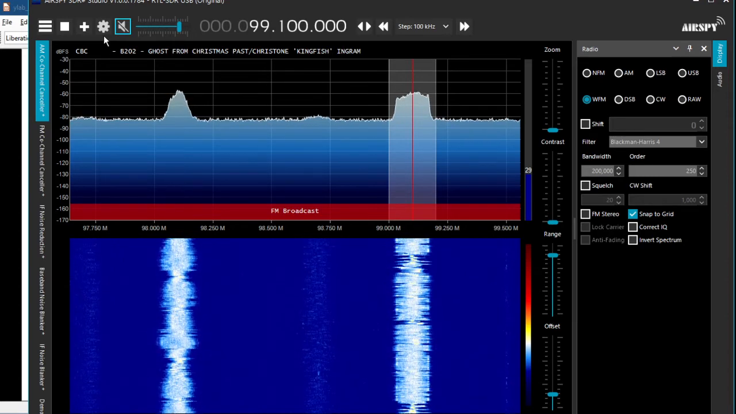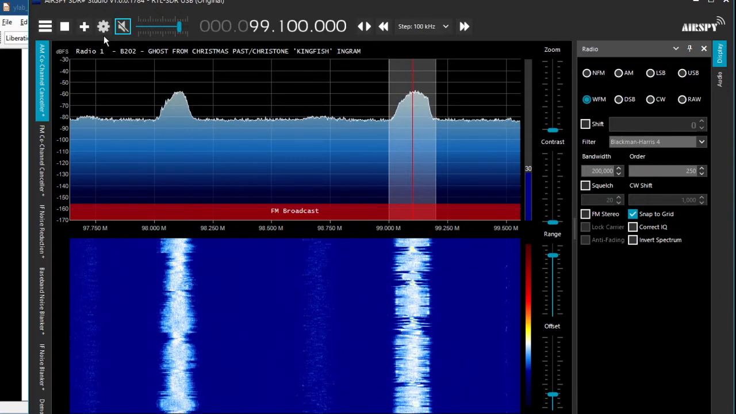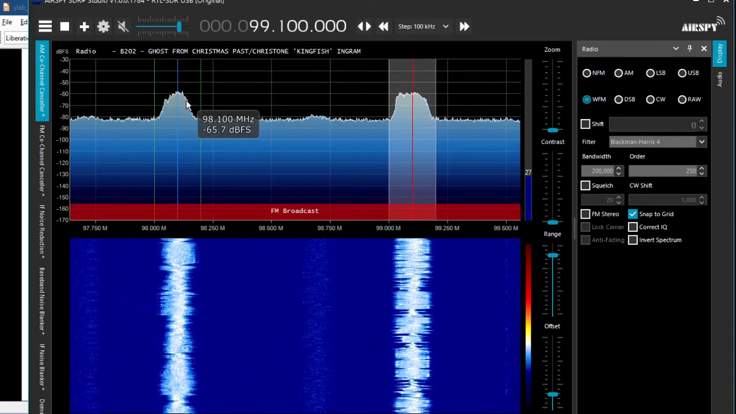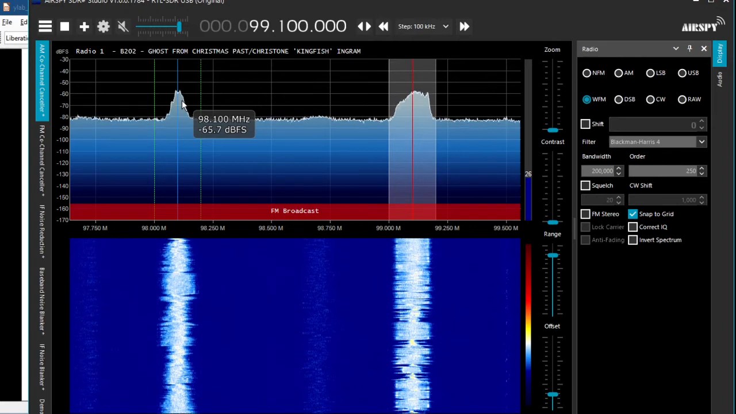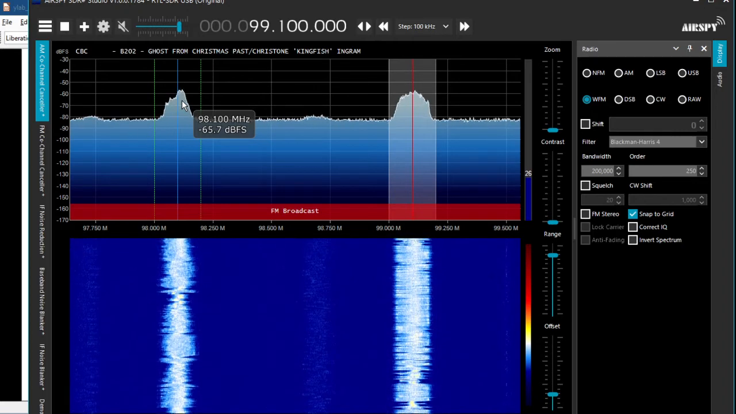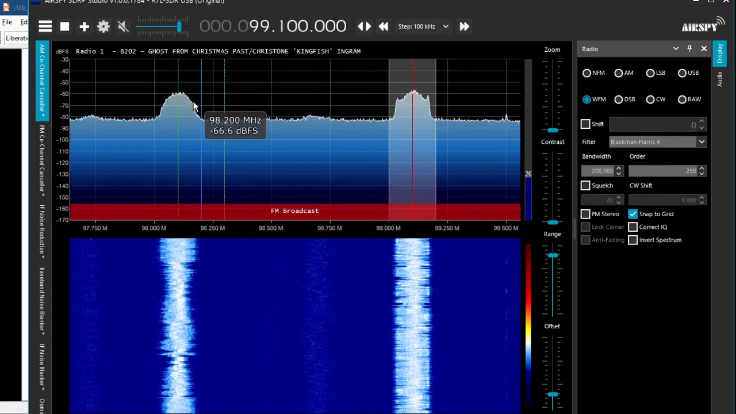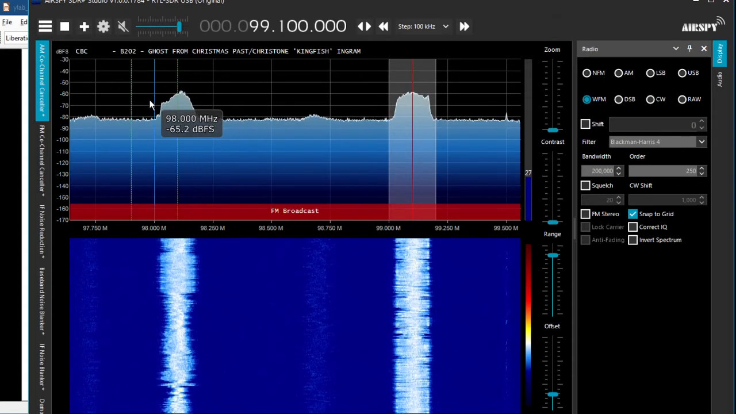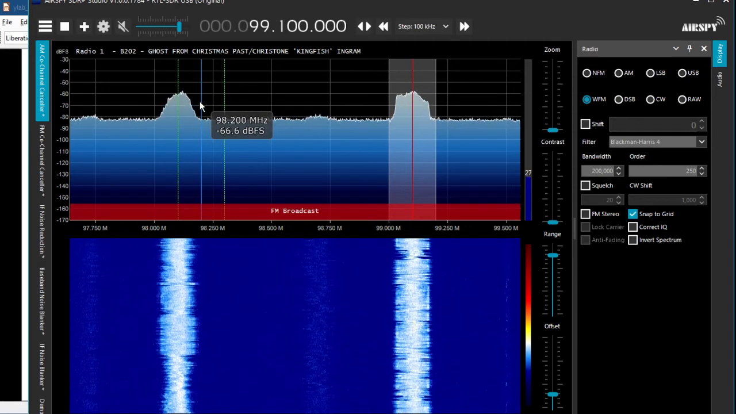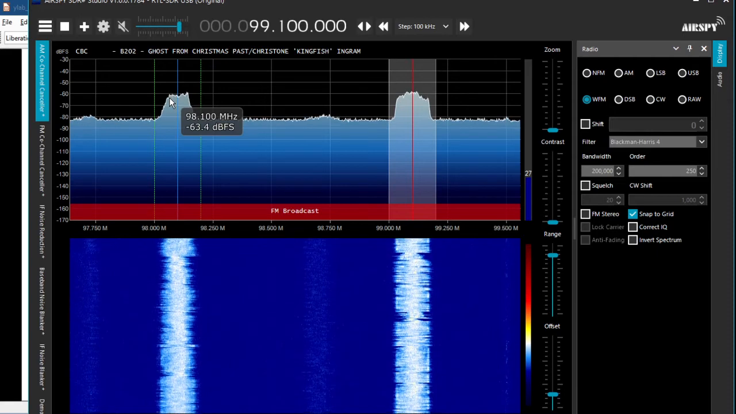Now we've got that muted back out again. And let's go through what's going on. So we have each broadcast on a center frequency. This one at 99.1, this one at 98.1. The center frequency is the frequency of the radio station, the one that's advertised. Now we can see that the signal spreads on both sides. And so it goes from here, 98.0 to 98.2 megahertz. So that's 0.2 megahertz of bandwidth for this signal, or 200 kilohertz.